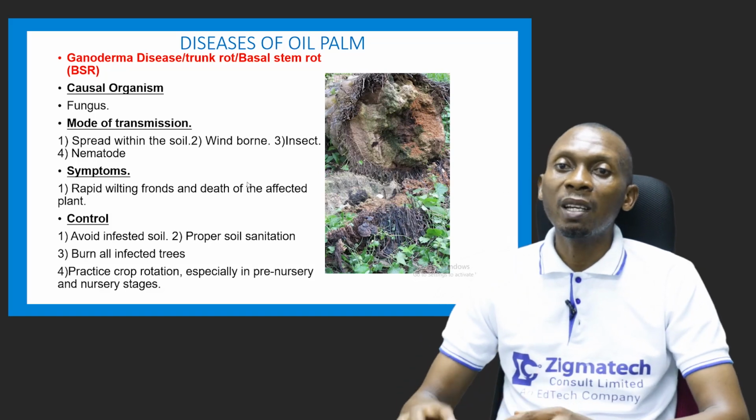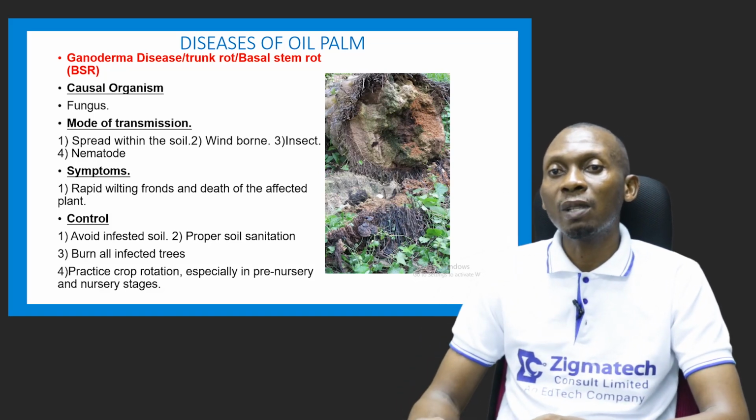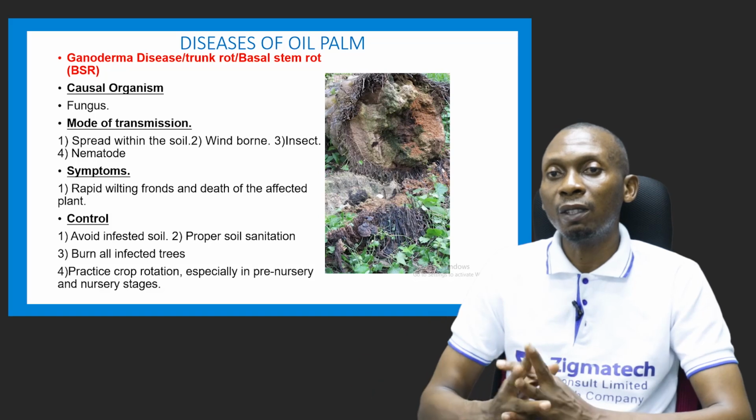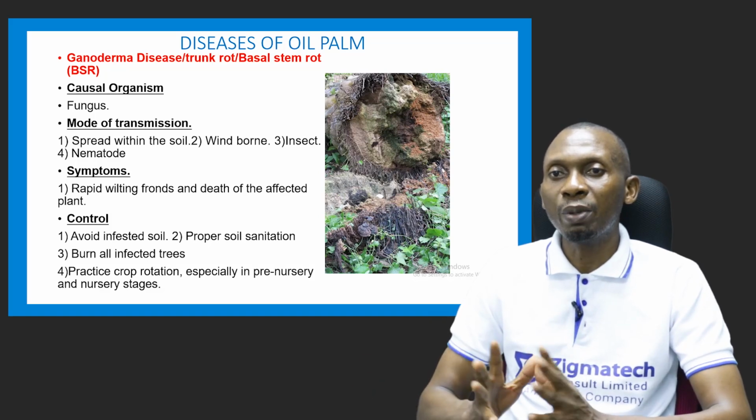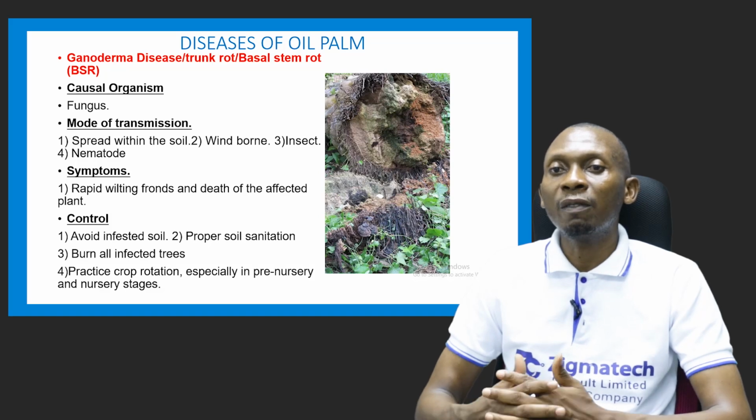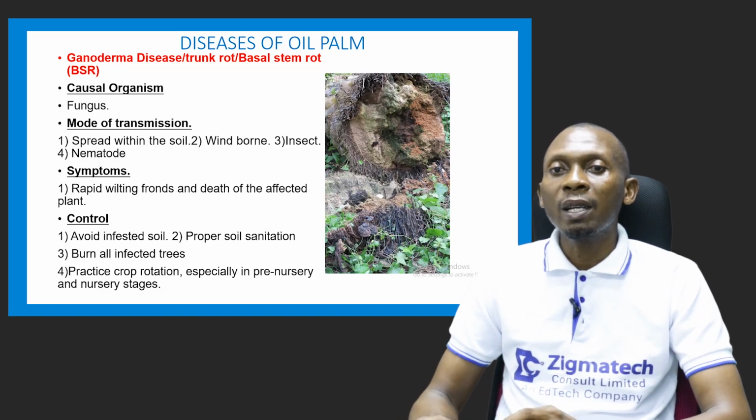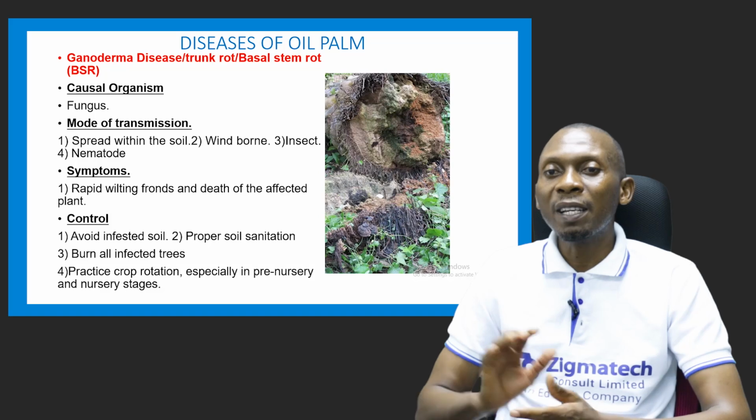And the symptoms here are rapid wilting of fronds. That's the leafy part of the tree; the fronds are like the canopy of the tree. There will also be death of the affected plants. Now you can see it's controlled by avoiding infested soils.